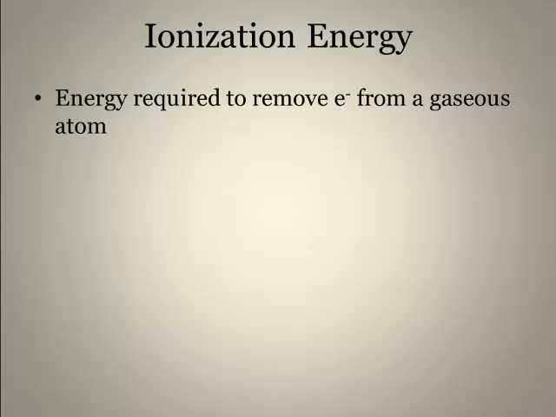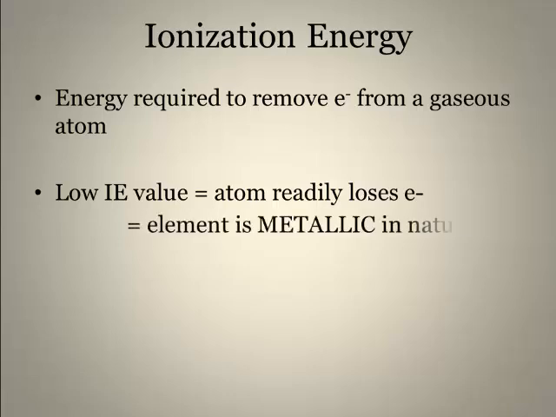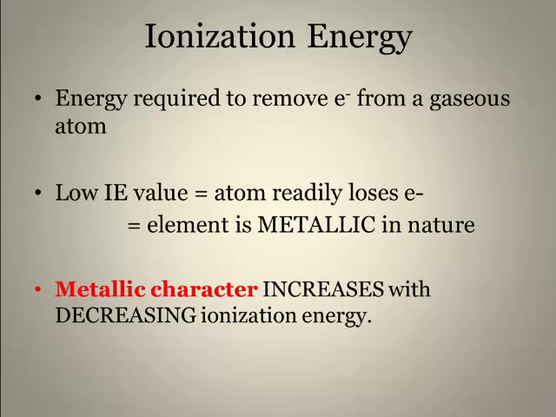One more detail to mention that relates to ionization energy. An atom with a low ionization energy value is one that readily loses electrons. This, we know, is a property of metals. Because of the number of valence electrons, metals tend to lose electrons, while nonmetals gain electrons when forming ions. So scientists refer to an atom's metallic character based largely on its ionization energy value. Metallic character increases with decreasing ionization energy.